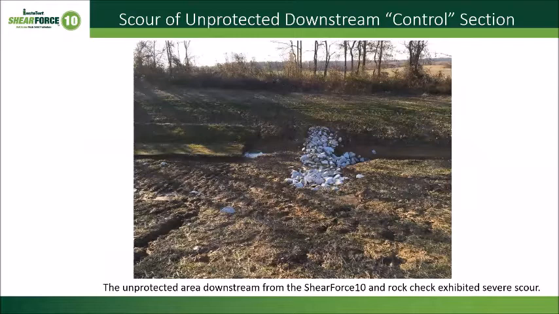So just another look at it. Left side of the screen, that's our test section. In the center is the control section. And then there's the rock riprap check dam just down below that. Those rocks are fairly large in diameter, I would say 12 to 24 inches. And you can see a lot of that rock is already starting to blow out, basically wash down into the gully that formed below the check dam.